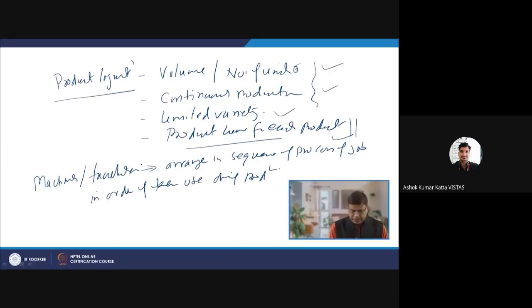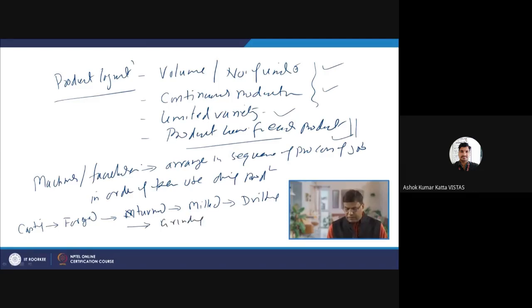So, let us say once we get the cast component, first of all it is forged. After forging it is turned. After turning it is milled. Milling is performed. After milling, drilling is performed. Then after drilling, grinding is performed. After grinding, inspection is done, and after inspection, painting is done and then dispatching.